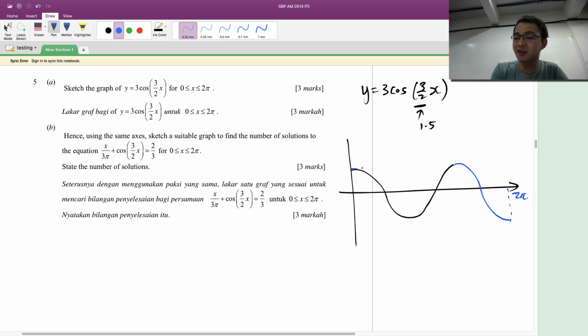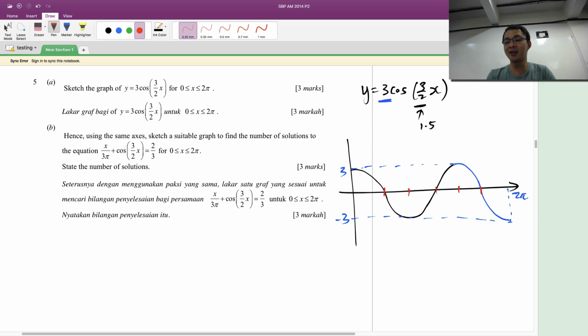Of course, my maximum and my minimum must follow the amplitude. In this case, amplitude is 3. This is 3. This one will be negative 3. Right, and then the next thing I will do is I want to find out all my angles on the x-axis. So what is my value here?